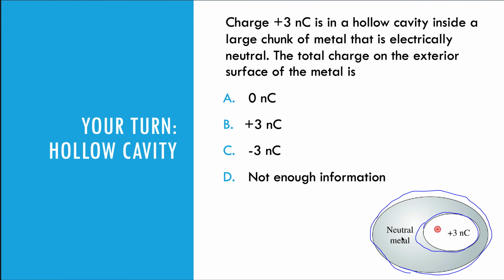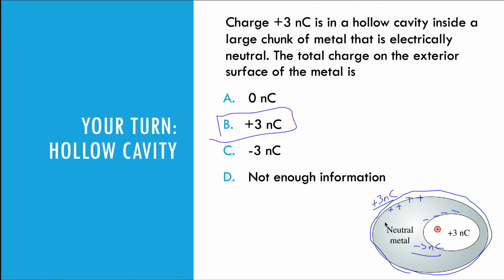If it's a neutral metal sphere conductor, then we know that the net charge must be 0, but since there's charge inside here, it's going to cause the charge to redistribute. We know the negative charges want to be near the positive, and the positives are going to want to be far away. So it turns out that there will be negative 3 nanocoulombs on the inner surface, and thus positive 3 nanocoulombs on the outer surface, because we know that these two added together must be 0. So the answer is plus 3 nanocoulombs.